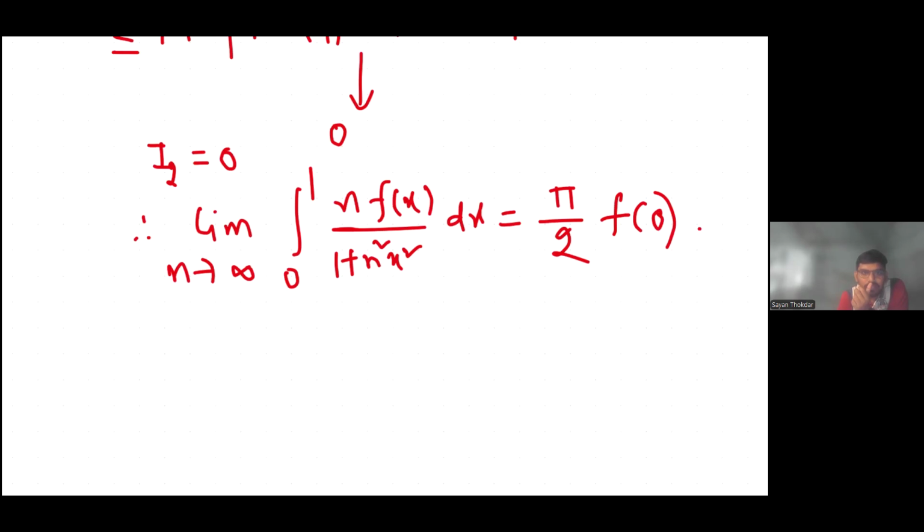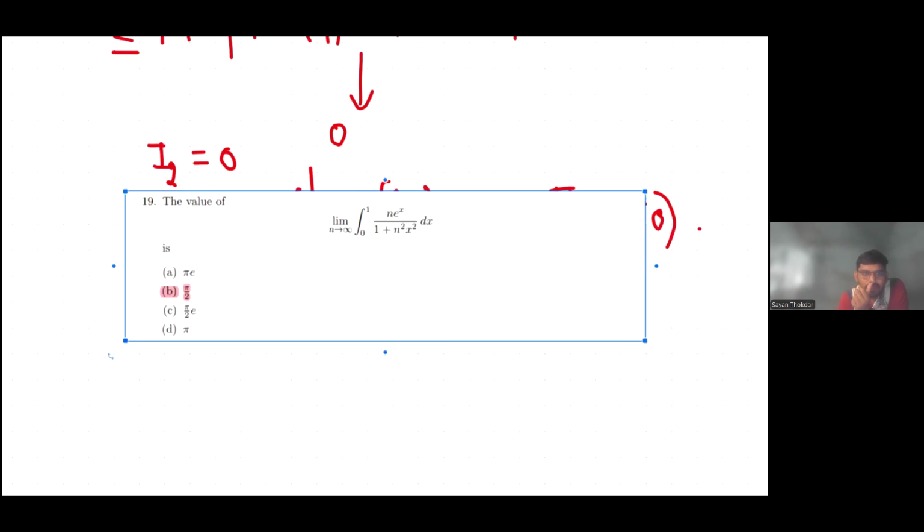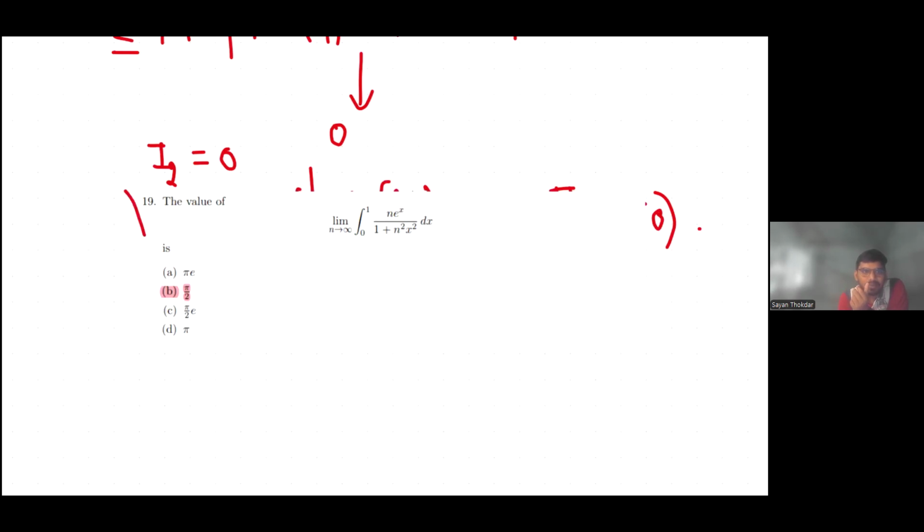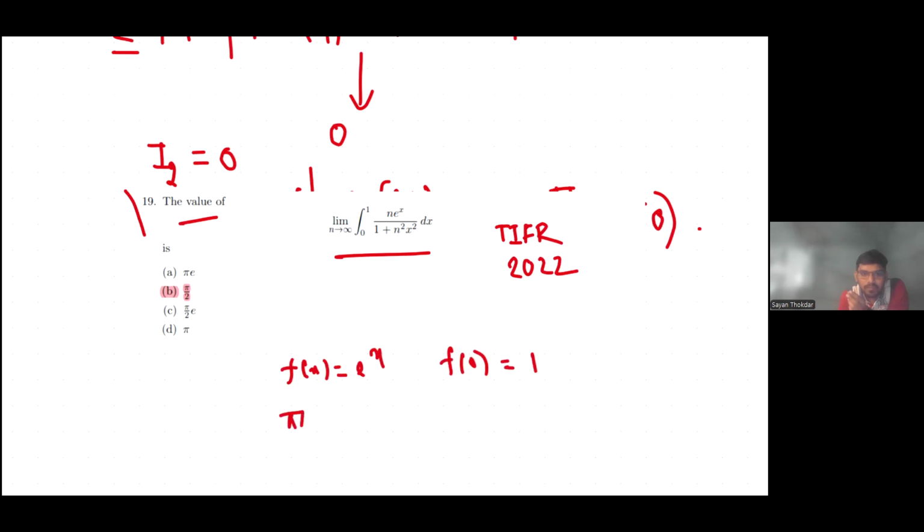This question is asked in TIFR 2022. Here f of x is given as exponential x, so f of 0 is 1. Then the solution will be pi by 2 f of 0, that is pi by 2 times 1, which is pi by 2. So the solution will be the option pi by 2.